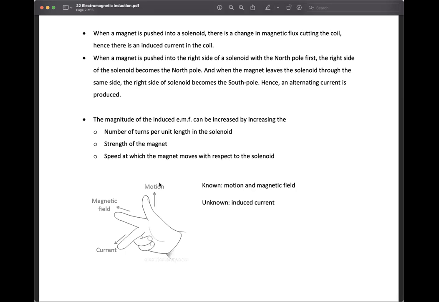So basically it's exactly the same as the previous topic, but instead of the left hand, we use the right hand. Instead of finding the motion, now you are using the motion to find the direction of the current. Is that clear?